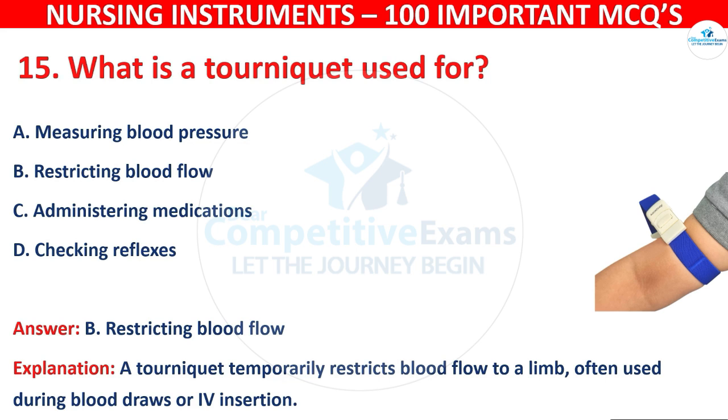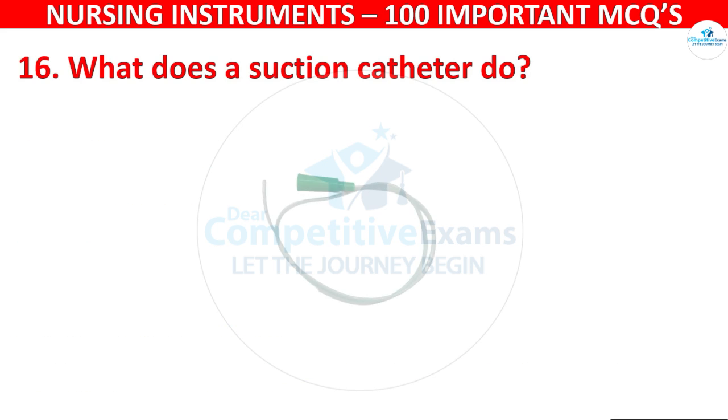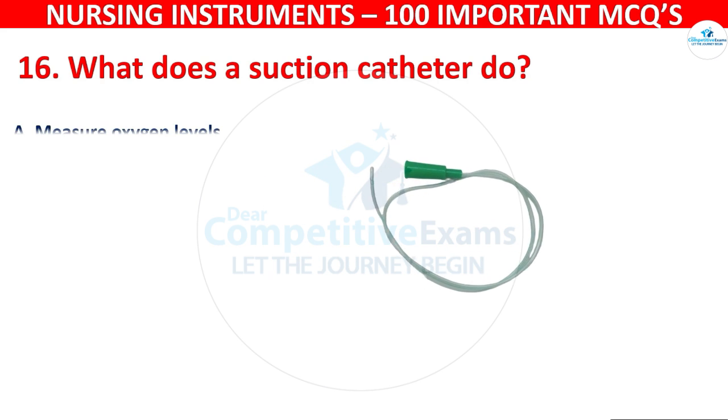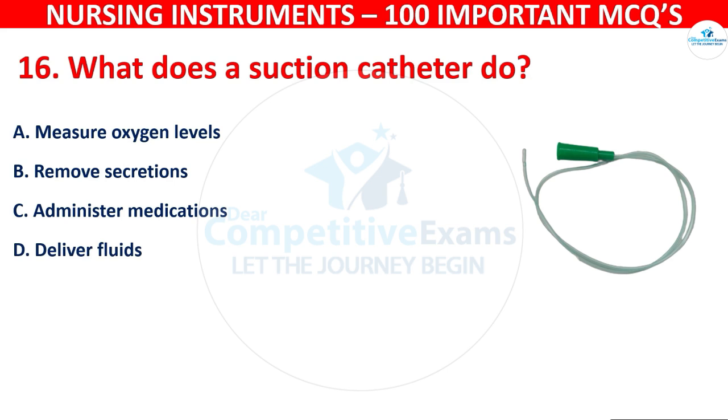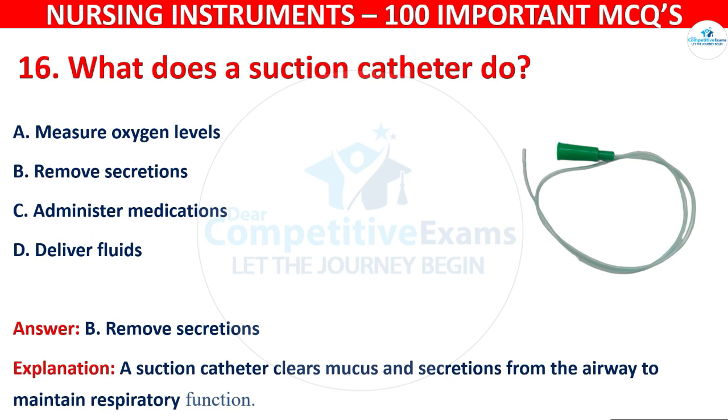Question number 16. What does a suction catheter do? Your options are measures oxygen levels, remove secretions, administer medications, or deliver fluids. The correct answer is B, that is remove secretions. A suction catheter clears mucus and secretions from the airway to maintain respiratory function.